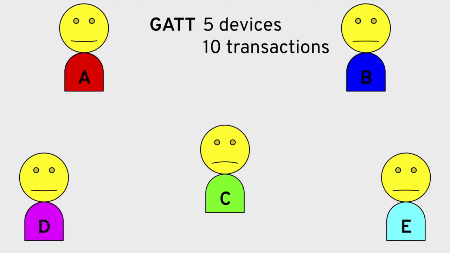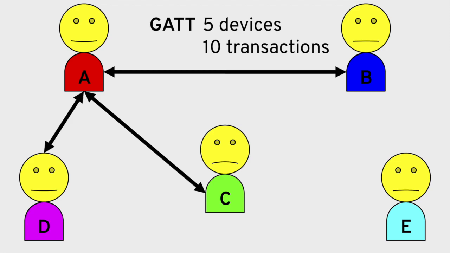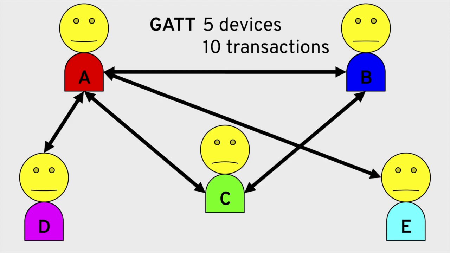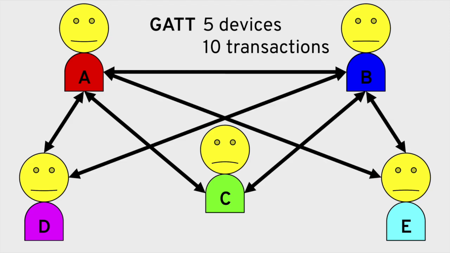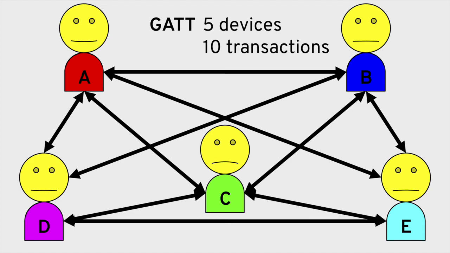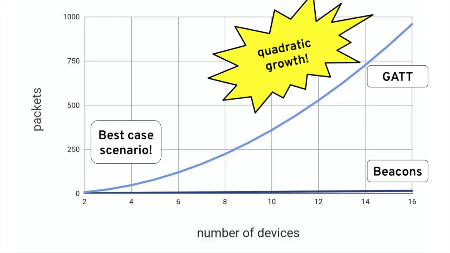When this grows to 5 people, GATT requires 10 complete exchanges to occur, A to B, A to C, A to D, A to E, B to C, B to D, B to E, C to D, C to E, and D to E. While in an ideal case some of these can occur in parallel, it is still less efficient than using beacons, and packet count increases on a quadratic scale. All the while there's a risk that devices will move out of range before exchanges can complete.